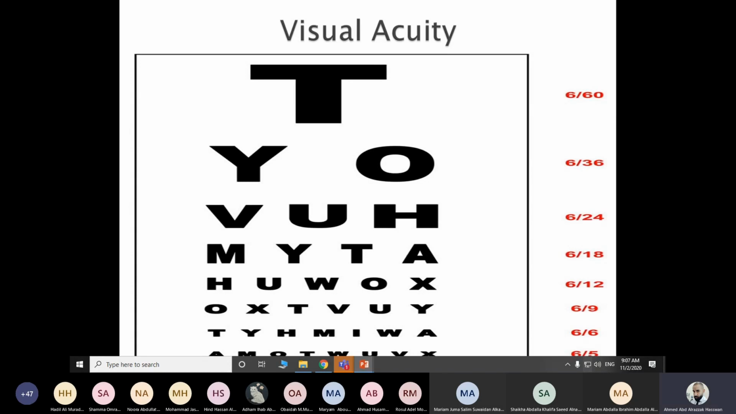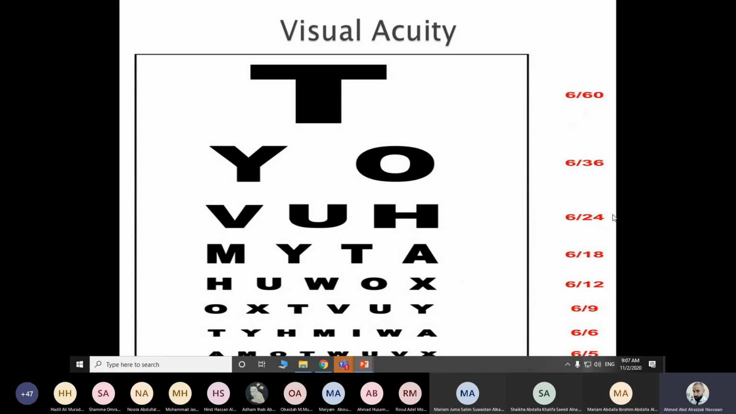So simply, when we have this chart, we will ask the patient to stand 6 meters away from the chart. That's why you can see that the denominator is fixed. It's always 6 over something, 6/24, 6/18. So how do we interpret this? If you say 6/24, it means that what normal people can see from 24 meters, our patient can see from only 6 meters.